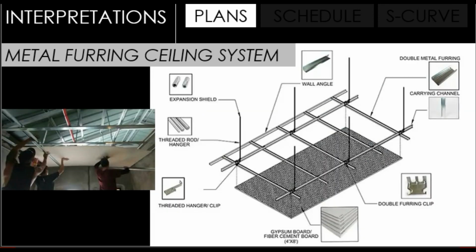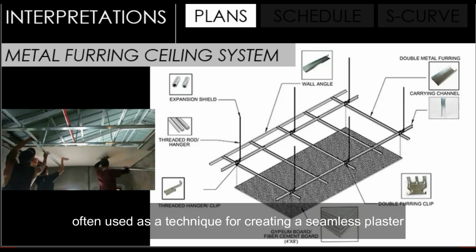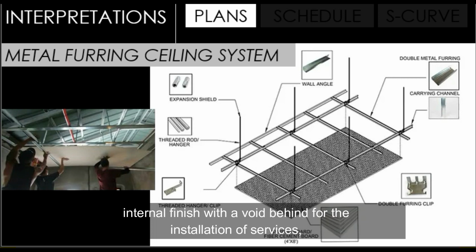The furring ceiling system is a suspended steel framing system clad with gypsum boards, or we can also use fiber cement boards. Its grids are concealed behind the ceiling board. The finishing surface would be smooth. The term metal furring or MF system refers to a non-structural metal attachment that is used to hold a finished material, often used as a technique for creating a seamless plaster internal finish with void behind for the installation of services.